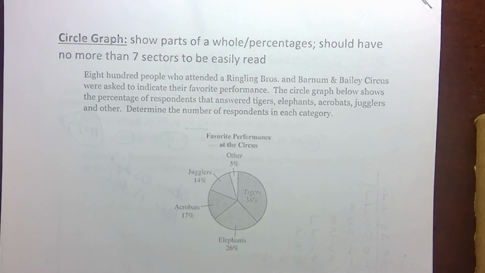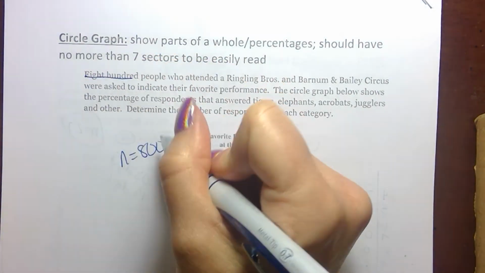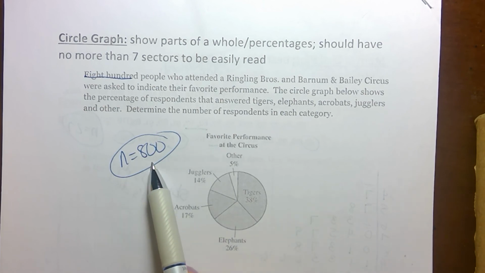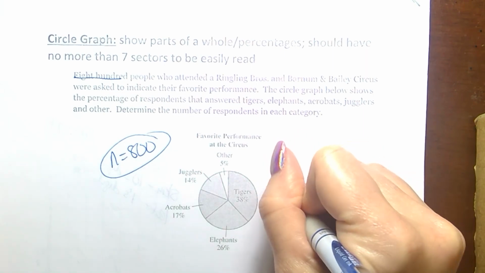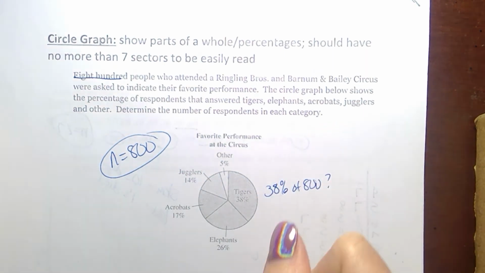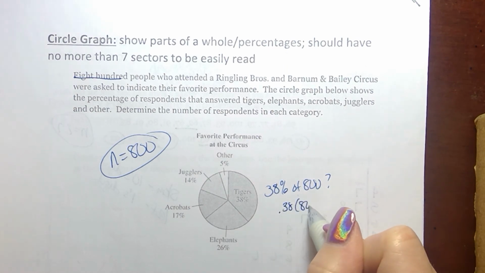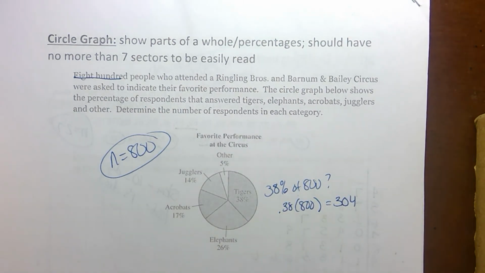All right, how many people total were asked? Well, N is 800. That's given to us right at the beginning. 800 people were asked. How many people said that they liked tigers best? Well, 38% of those 800 people questioned said they liked tigers best. So I need to know, what is 38% of 800? Remember that to do of, that means to multiply. So I would take 0.38 times 800. And that tells me that 304 people out of 800 people said they liked tigers the best at the circus.